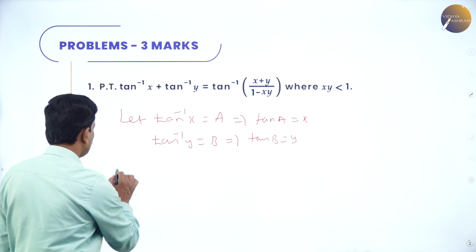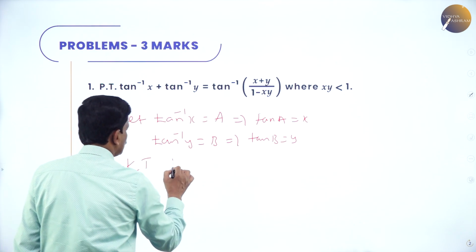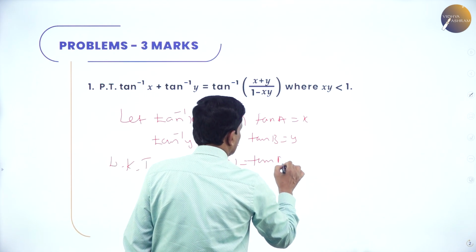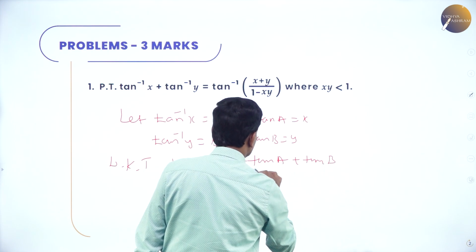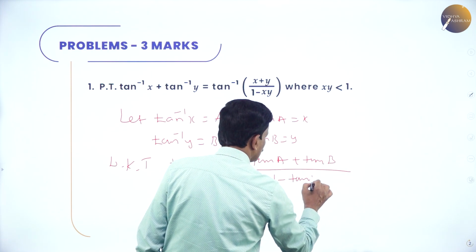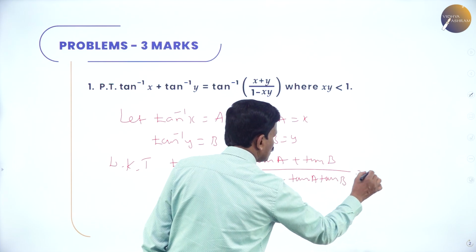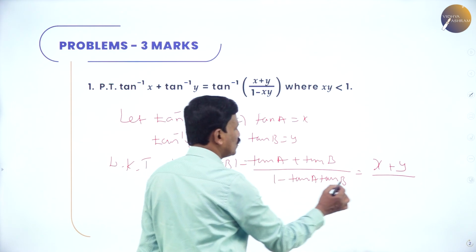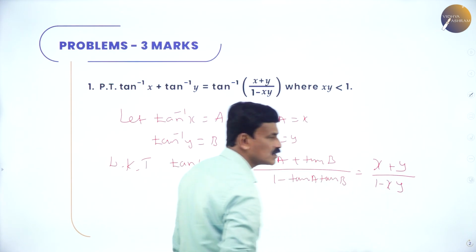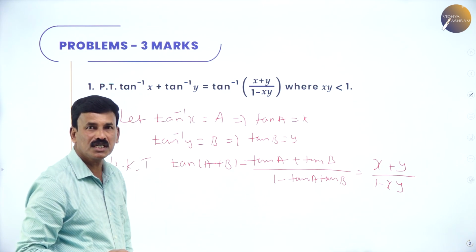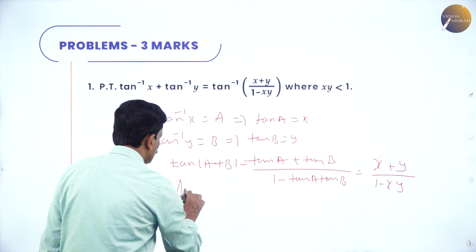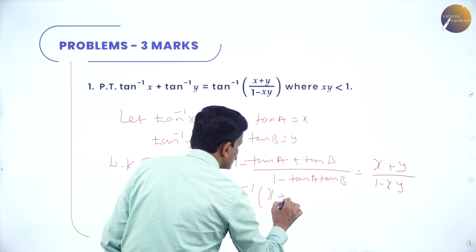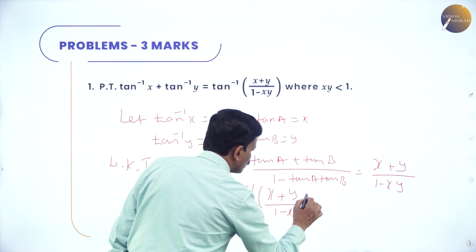Now let us take this formula. We know that tan a plus b. What is tan a plus b? Tan a plus b is equal to tan a plus tan b divided by 1 minus tan a into tan b. Now substitute the values. What is tan a? Tan a is equal to x, tan b is equal to y. So tan of a plus b is equal to x plus y divided by 1 minus xy. Therefore a plus b is equal to, transfer this tan to that side, then this becomes tan inverse of x plus y divided by 1 minus xy.